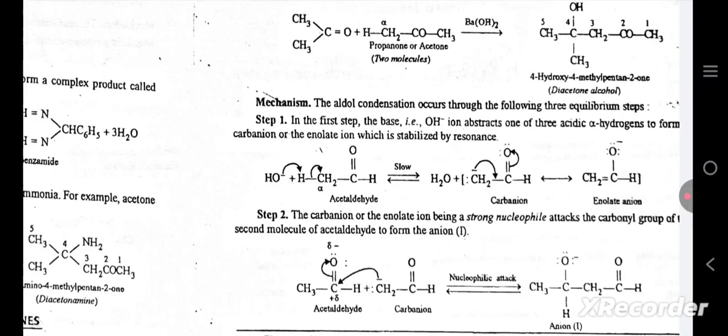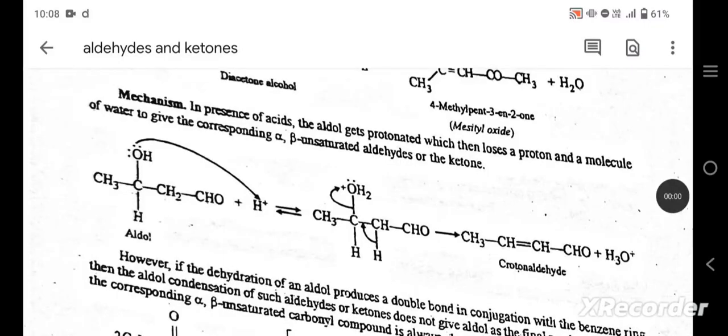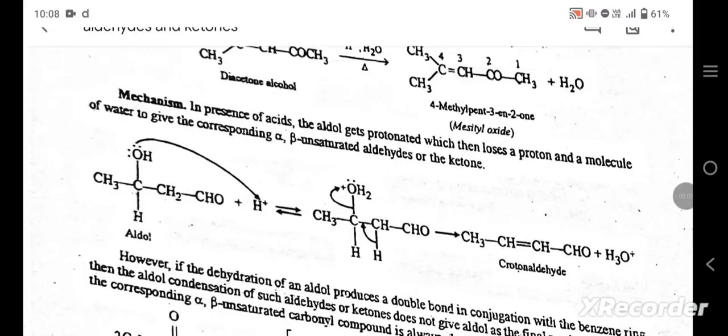Mechanism. The aldol condensation occurs through the following three equilibrium steps. In the first step, the base OH- ion abstracts one of the acidic alpha hydrogens to form a carbanion or the enolate ion, which is stabilized by resonance. The carbanion or the enolate ion, being a strong nucleophile, attacks the carbonyl group of a second molecule of acetaldehyde to form the anion. The anion finally abstracts a hydrogen from water to form aldol.